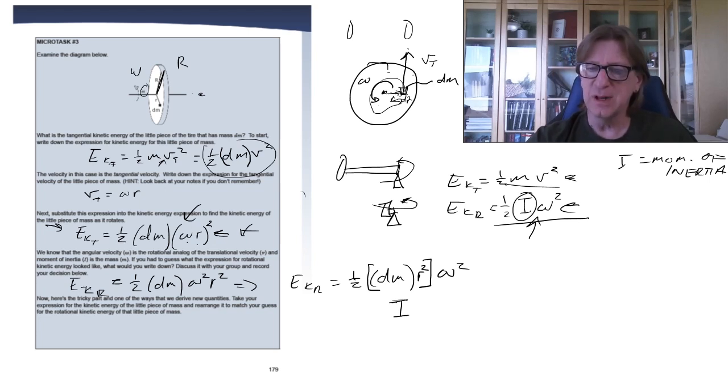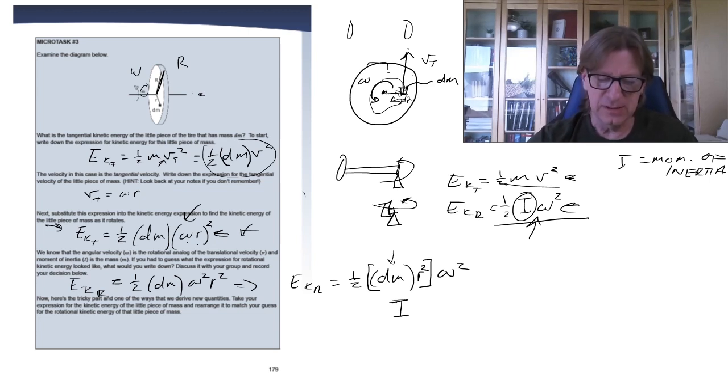So you see that I've got a 1/2, some quantity times omega squared, but I know by definition my rotational kinetic energy is 1/2 I omega squared. So this is going to be my moment of inertia. Now notice though that I don't have the mass, I have this infinitesimal little piece of mass here. So technically I have a dI from that.